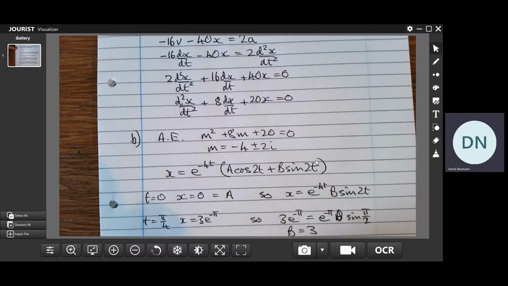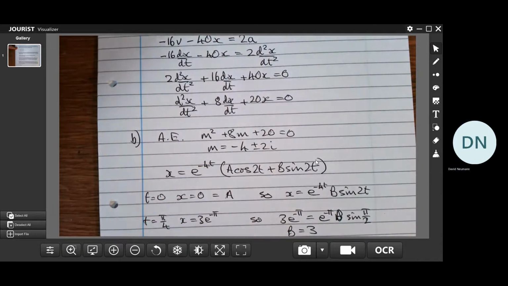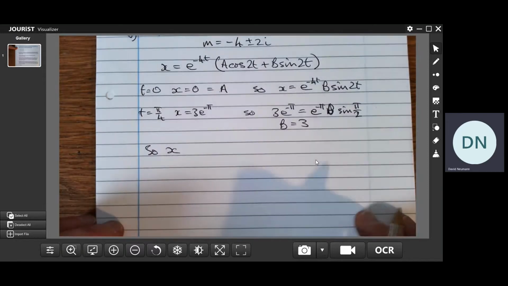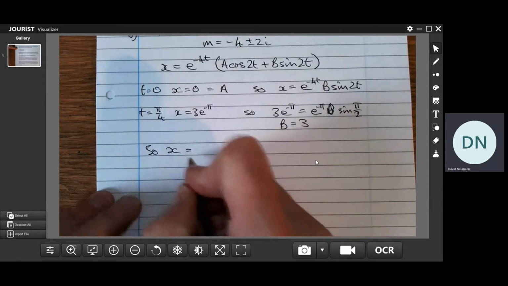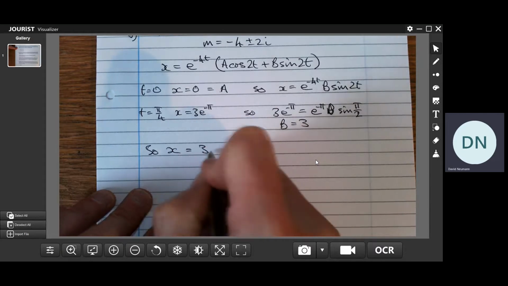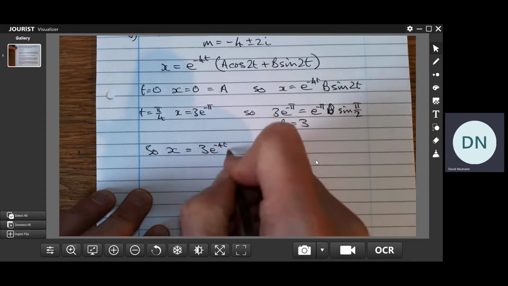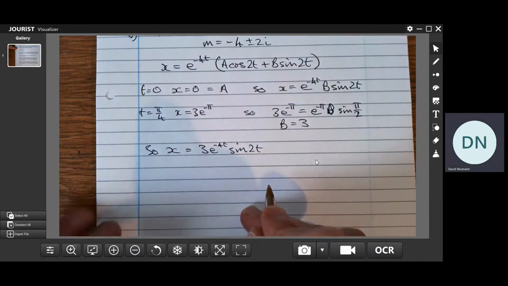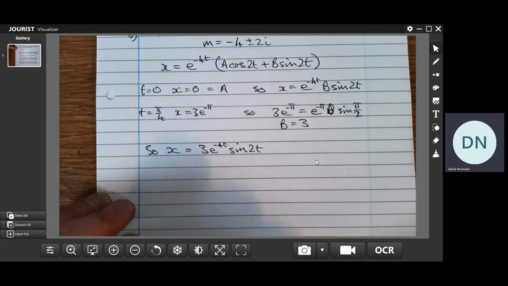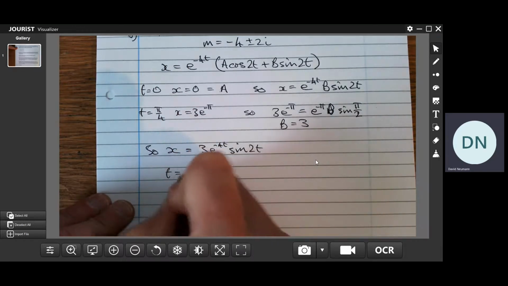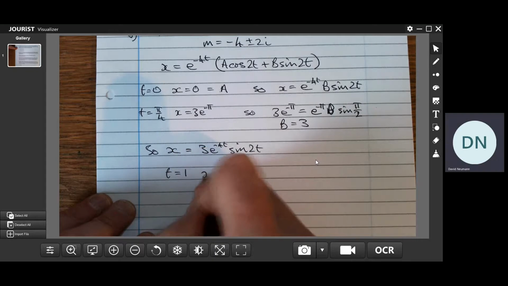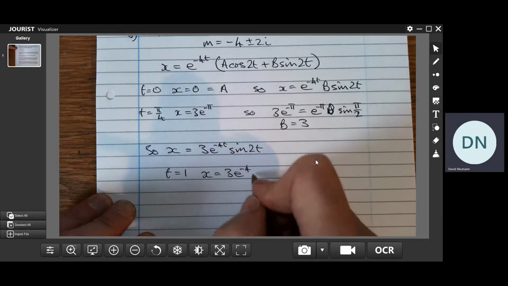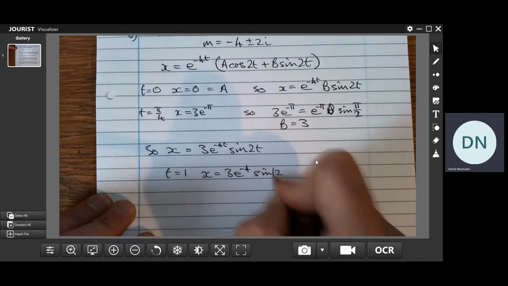So x is equal to 3e to the minus 4t sine of 2t. And now we can find the value of x when t equals 1. So t is equal to 1. x is equal to 3e to the minus 4 times sine of 2.